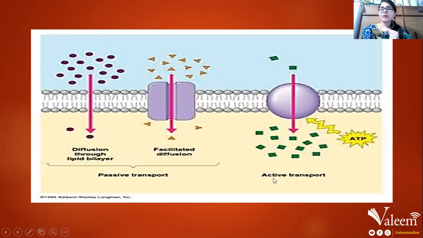Here, if we're talking about just an overview of active transport, the molecules are fewer outside as compared to inside, but still they try to move from outside to inside by using ATP. ATP is the energy currency. By using the energy, they move from outside to inside. So this is active transport.